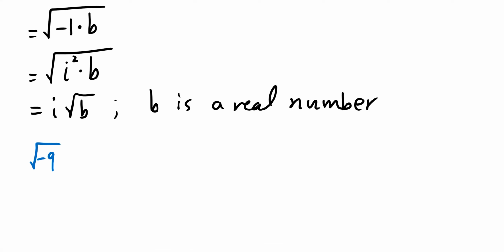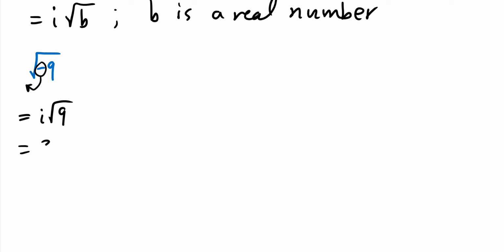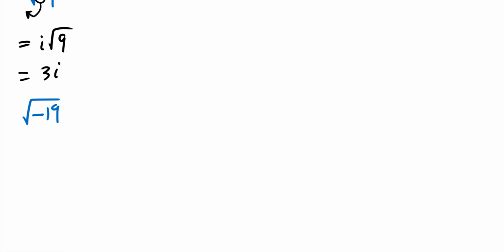I can simplify the square root of -9. Always take that negative outside as an i, square root of 9. But the square root of 9 is 3, so that turns out to be 3i. The next one, the square root of -19. Again, we take the negative outside as an i and 19 stays in. But 19 cannot be simplified, so we just keep it as is.